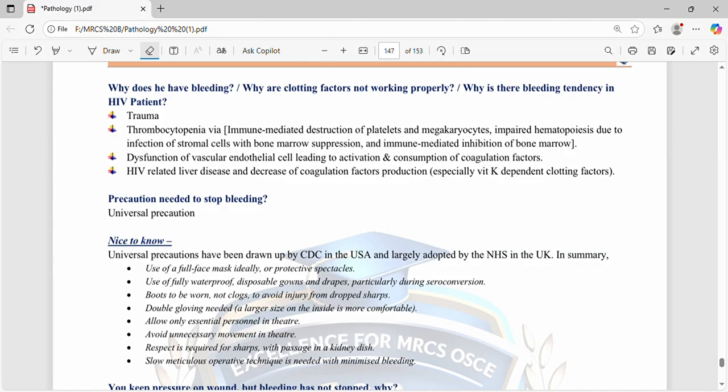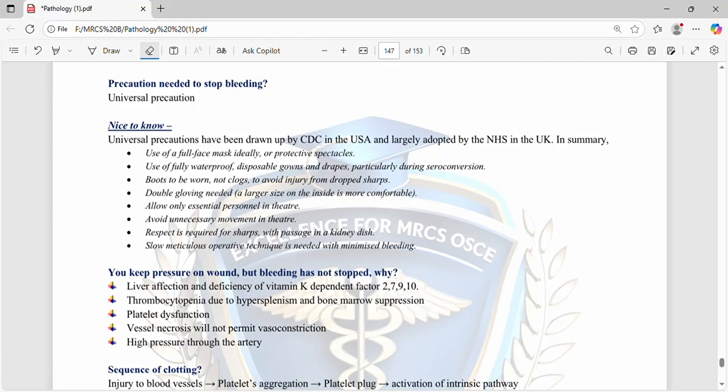Precautions needed to stop bleeding: universal precautions. When the patient is bleeding, what do you have to do? Universal precautions have been drawn up by the CDC in the USA and largely adopted by the NHS in the UK. In summary, use a full face mask ideally or protective spectacles, and fully waterproof disposable gowns and drapes, particularly during seroconversion. Boots should be worn, not clogs, full-length boots to avoid injury from dropped sharps.